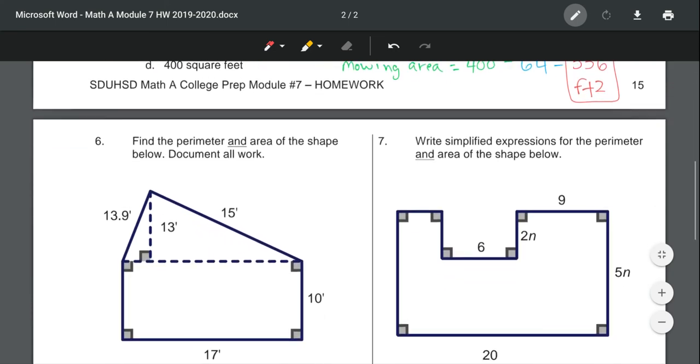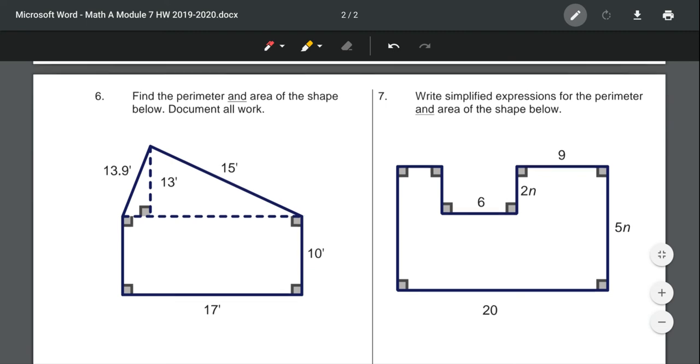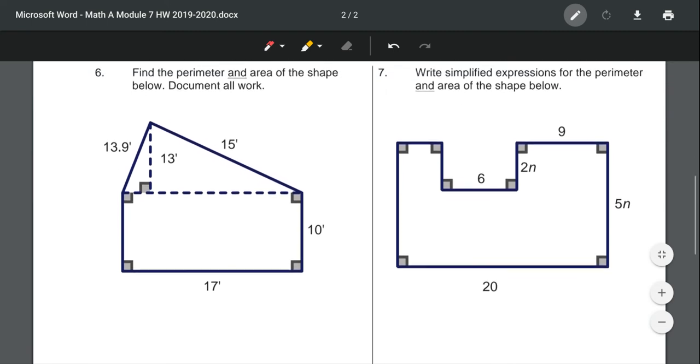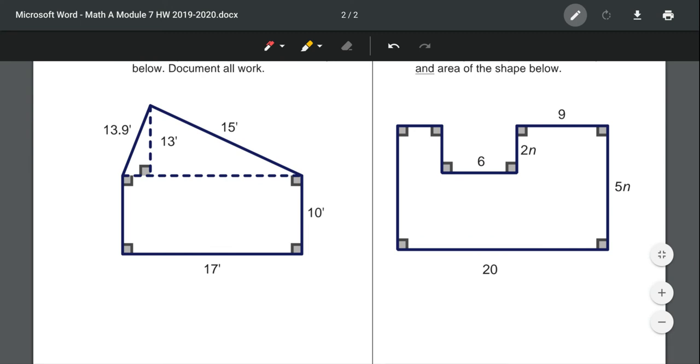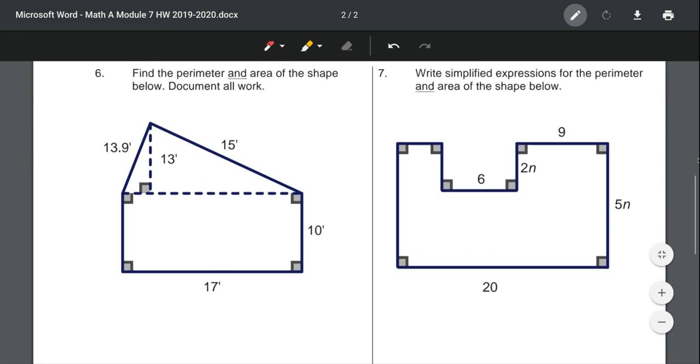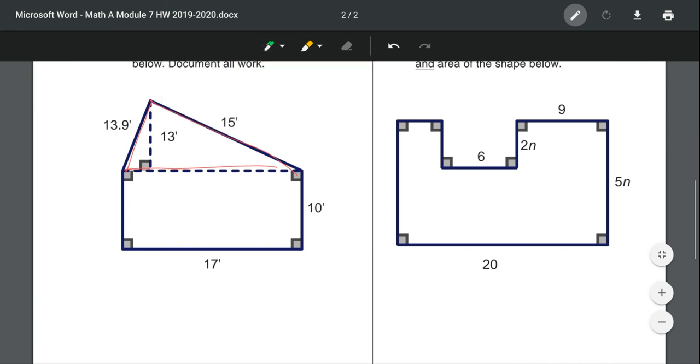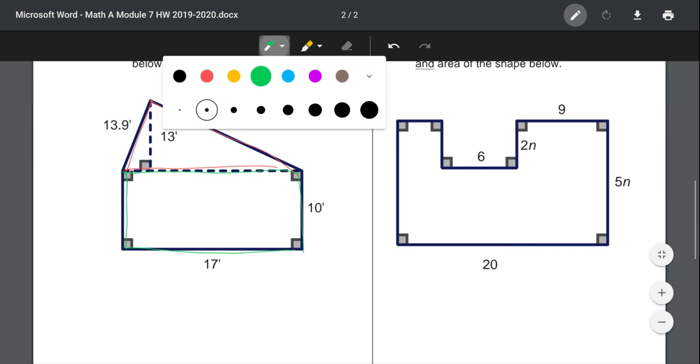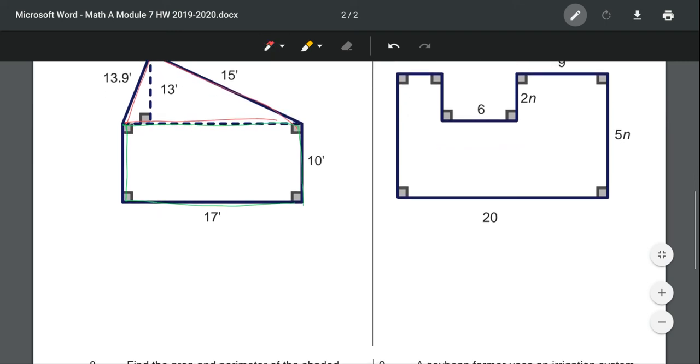Okay, number 6, find the perimeter and the area of the shape below. For the perimeter, we want to add up all the side lengths. But first, for number 6, you want to find the area of this shape. Note that you have a composite shape. This top shape here is a triangle, and the shape at the bottom is a rectangle. So you want to take the area of the triangle and add it to the area of the rectangle.